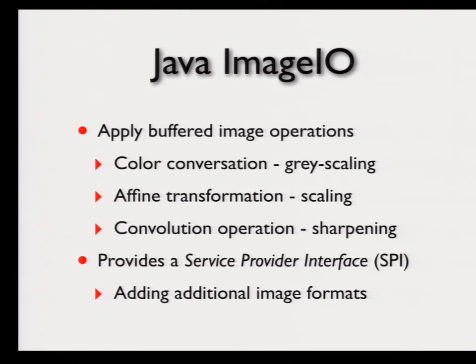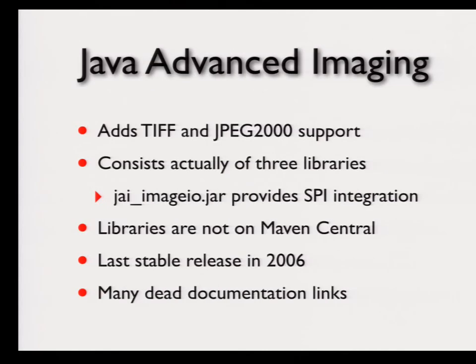And there is one nifty feature of Java ImageIO. It has something called a service provider interface. That means you have certain formats coming with ImageIO and you can extend the formats by using that SPI approach. That means if you have additional libraries supporting additional image formats, they can be loaded during runtime. And this is exactly the thing the Java Advanced Imaging library is providing. It's basically an extension. It implements those service provider interfaces. And in our case, it adds TIFF support and JPEG 2000.